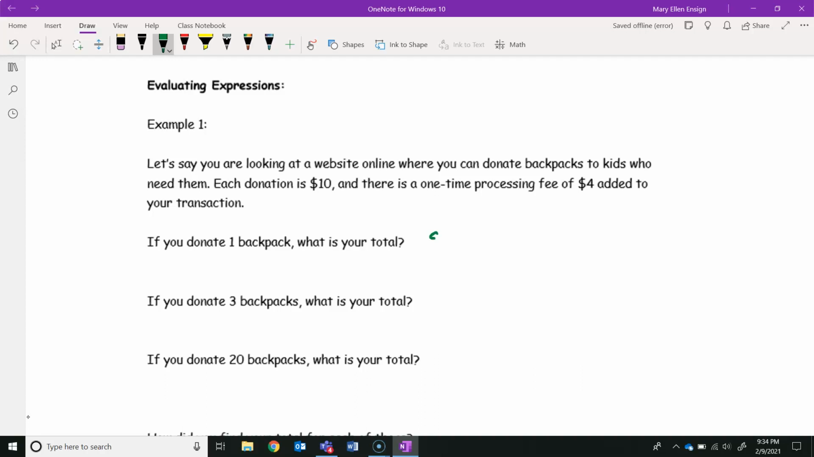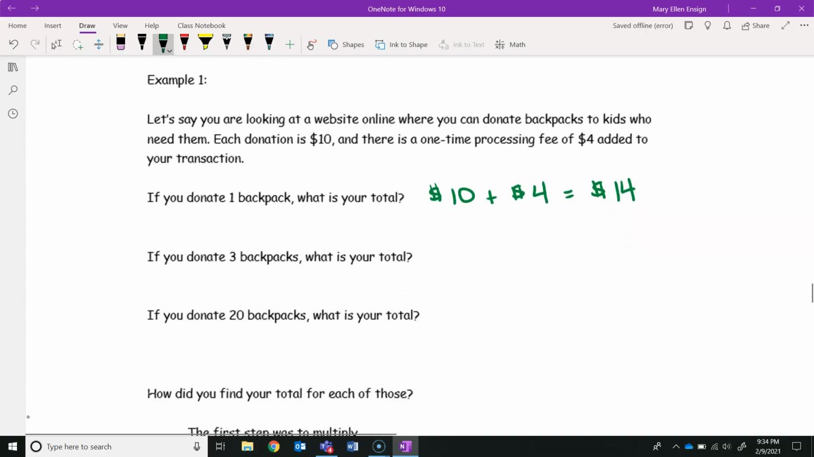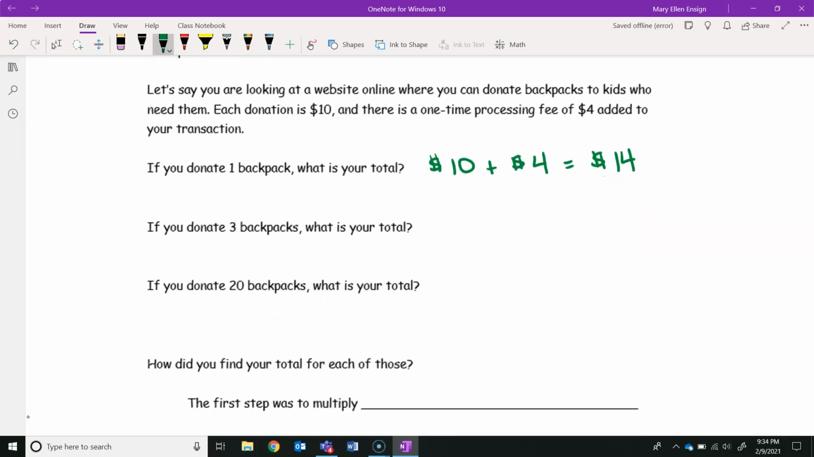Well, it's going to be the $10 for the backpack plus the $4 for the fee, so altogether it's going to be $14. Okay, so take a minute and pause the video and think about what you would get for the next 2, for 3 backpacks and for 20 backpacks.